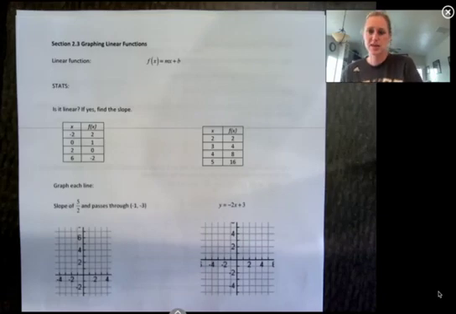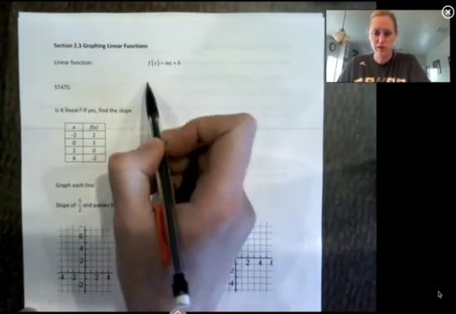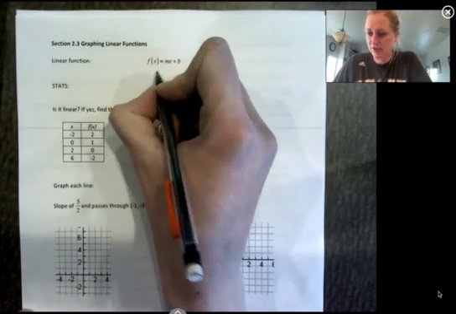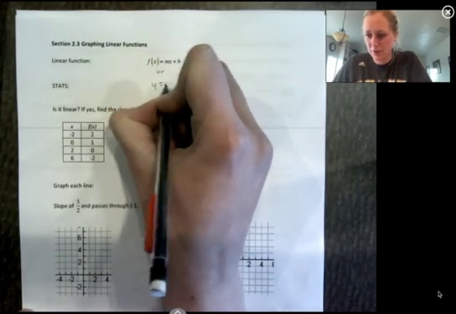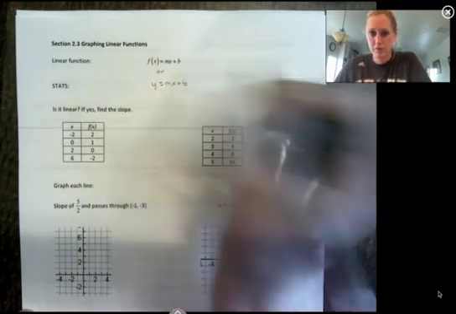In this video, we're going to talk about graphing linear functions. This is section 2.3 out of your book. So first, we've already talked about what is a linear function, but we're going to see it represented a couple of ways. This is function notation, f of x equals mx plus b. That's the same as y equals mx plus b. So you guys are pretty familiar with that.